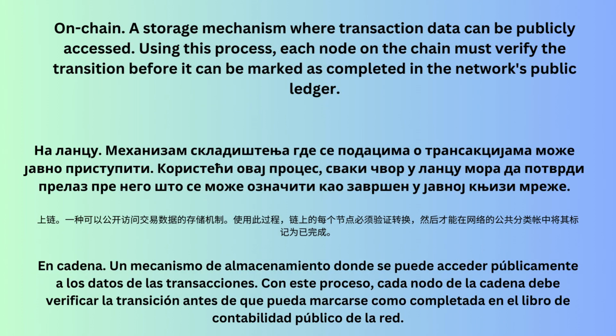On-chain. A storage mechanism where transaction data can be publicly accessed. Using this process, each node on the chain must verify the transaction before it can be marked as completed in the network's public ledger.